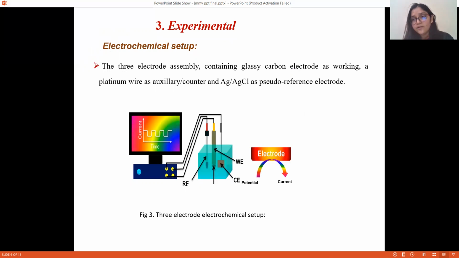A 3-electrode setup was used to carry out the electrochemical measurements on the MIP-based sensor, and this 3-electrode setup is connected to the computer system. One of the three electrodes is the working electrode, on which the reactions take place; potential is applied on the surface of the working electrode and current is generated. Another one is the reference electrode, with respect to which we get the signal. And the third one is the counter electrode.